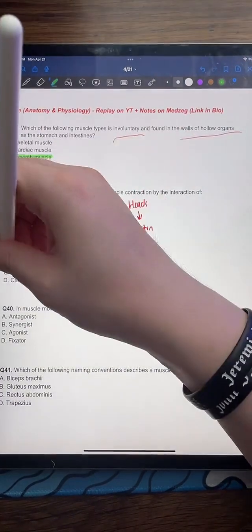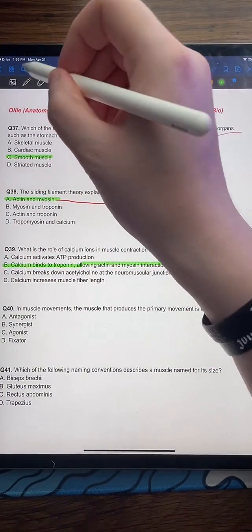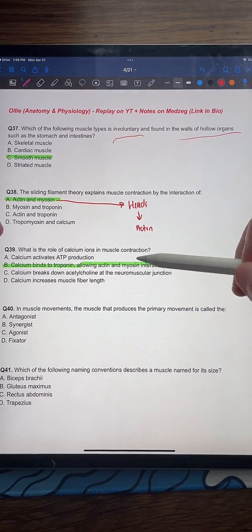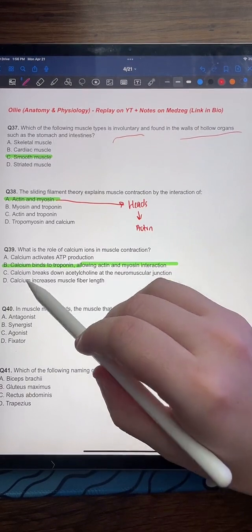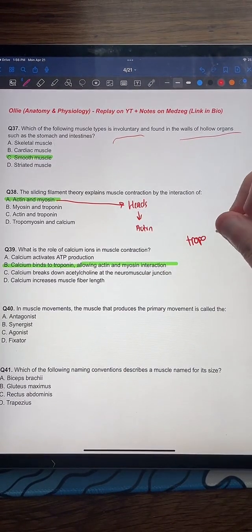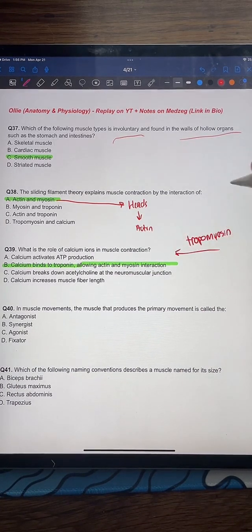But 39 is B. Calcium binds to troponin, which allows the actin and myosin filament to interact. So what happens when calcium binds to troponin, it pulls. So we have something called tropomyosin. This is what is going to cover the active sites on actin, and troponin pulls tropomyosin off of the active sites.